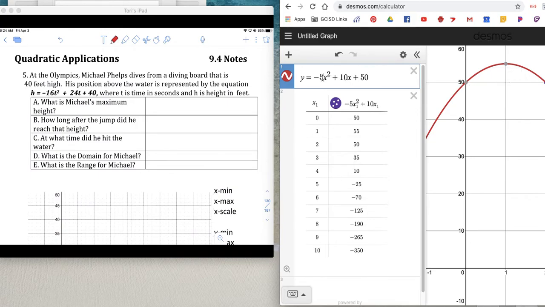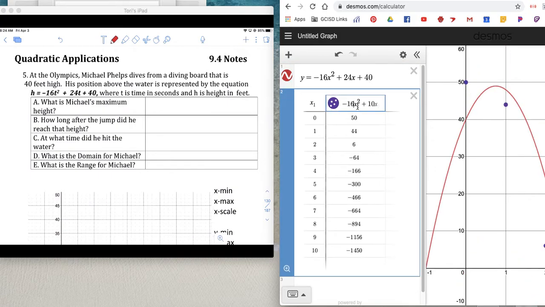All right, so my equation is going to be negative 16x squared plus 24x plus 40. Going to edit that in the table, so negative 16x squared plus 24x plus 40. Okay.